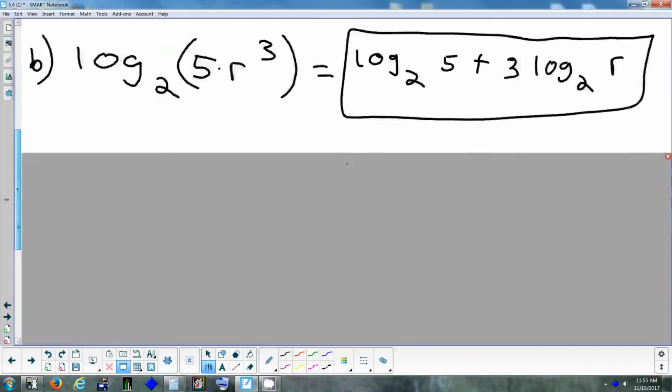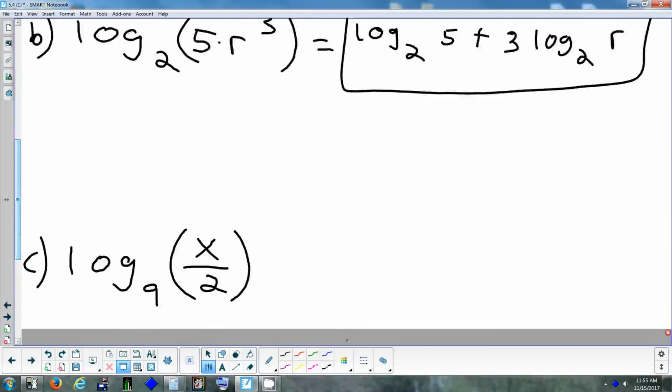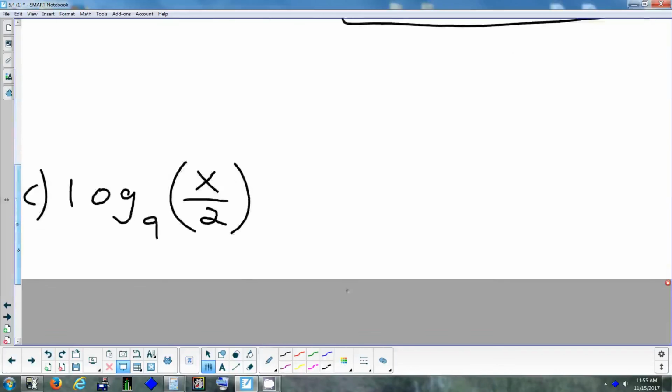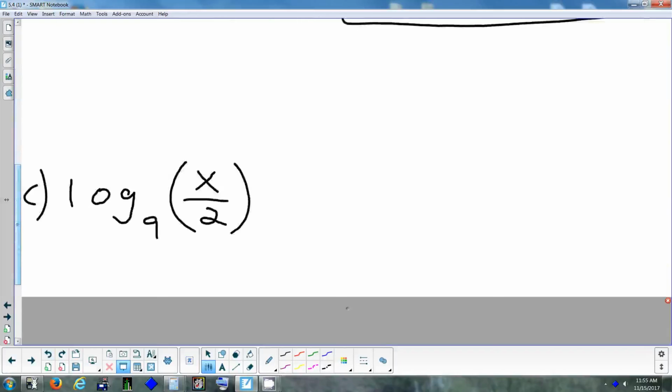All right, so we tried a couple with products. Let's try a quotient. Log base 9 of x divided by 2. Okay, so AJ, I've got a quotient there, so how is that going to split? Sum or difference? That's a difference. It's a difference of 2 logarithms. Each of them are going to have a base of 9.